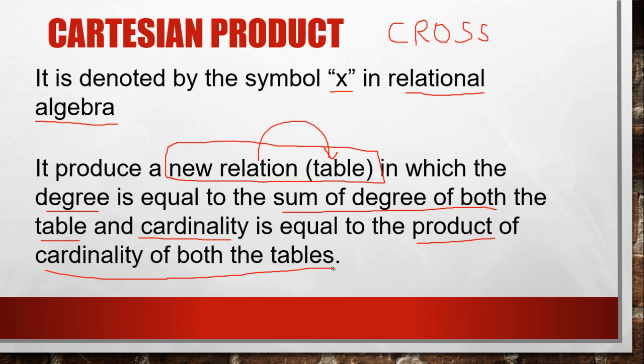So you have seen that we have used two tables, right? One is the course table and the other one is the student table. So when we perform Cartesian product on both these tables, we get a new table in which the number of columns is equal to the sum of the total number of columns of both the tables, and the total number of rows is equal to the product of the total number of rows of both the tables. Let me show you.